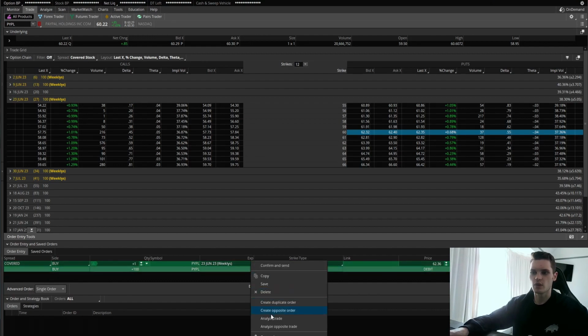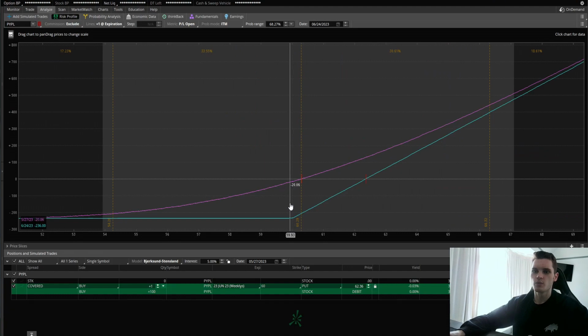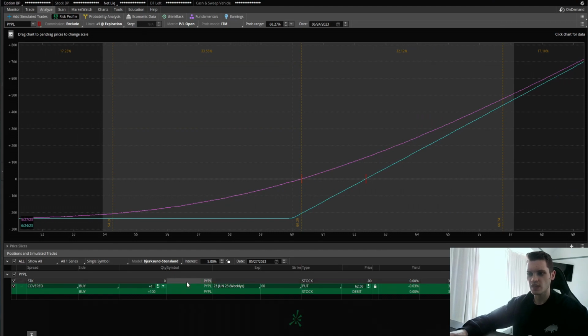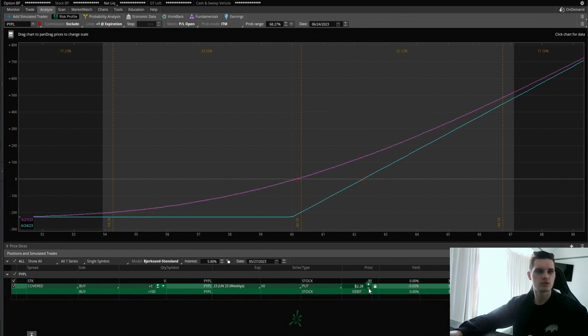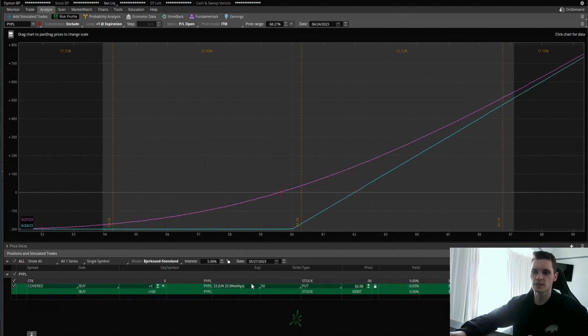If we go over to the analyze trade, we can see what your defined risk is. Your defined risk in this case is $236. And if it goes to the upside, you've basically got unlimited upside. Now, you can pick your precise entry. So let's say you only want to risk $200 on here. What you can do is change this to $62, the difference between the strike and the price. So that's a $2 difference now, $200 defined risk.